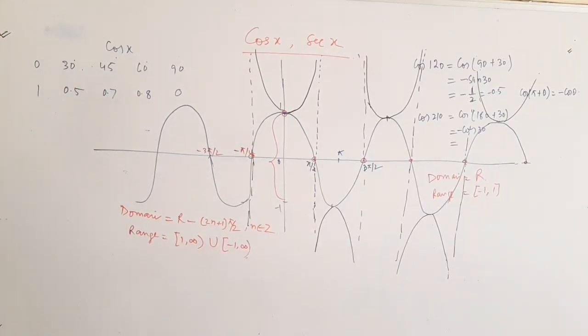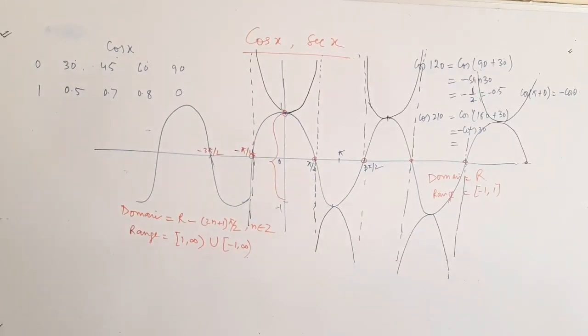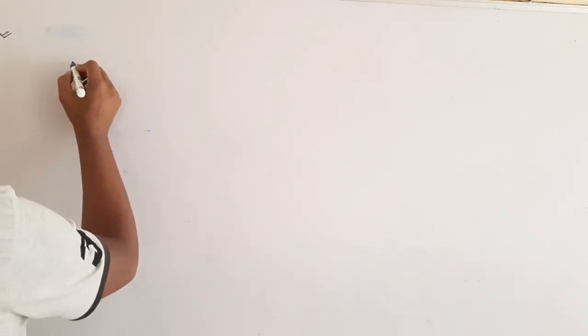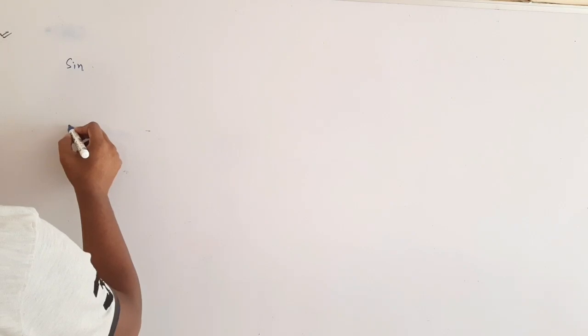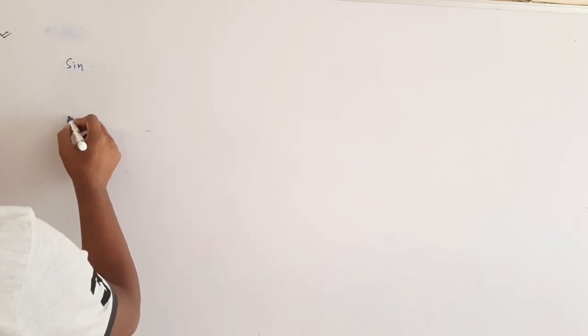In the next, I'll clean the screen again, and then I will go for the tan and cot plot. So I write again here, suppose sine, and then here I write cos.